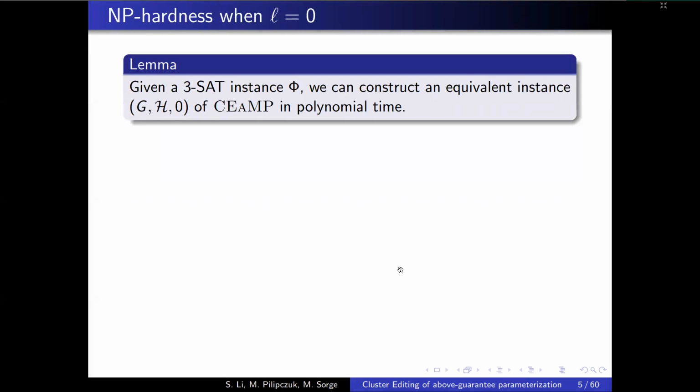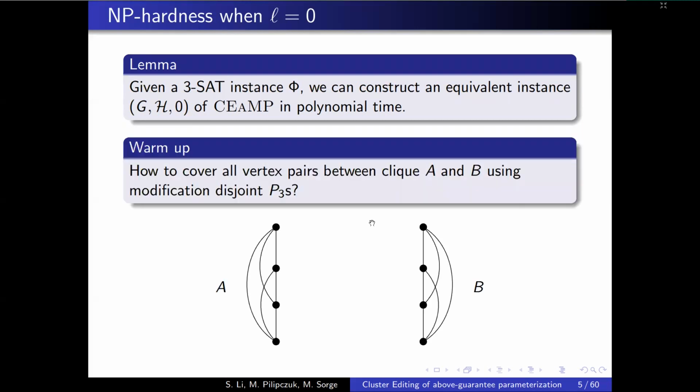First, let me introduce our NP-hardness result. Our NP-hardness result starts from a 3-set instance. We show that in polynomial time, we can construct an equivalent instance of CEAMP. First, let us do a warm-up exercise. Suppose that we are given two cliques A and B. How to cover all vertex pairs between clique A and B using modification-disjoint P₃s? So this is the solution.